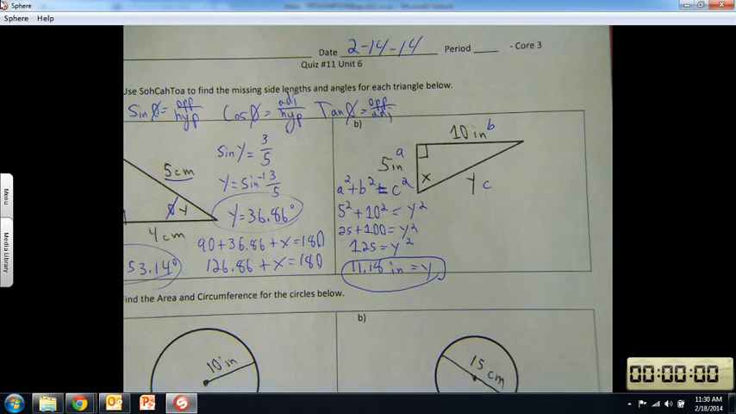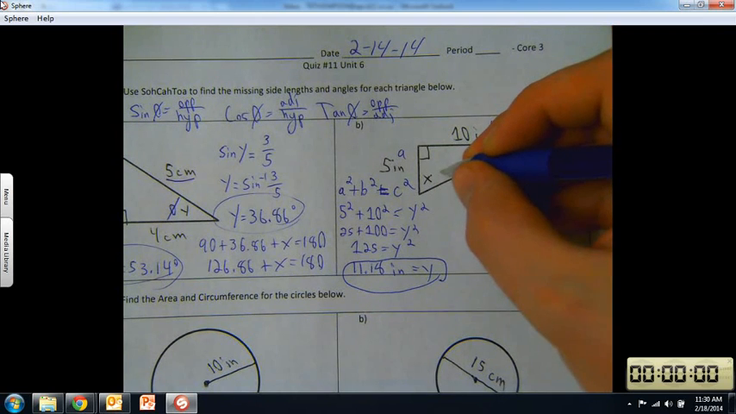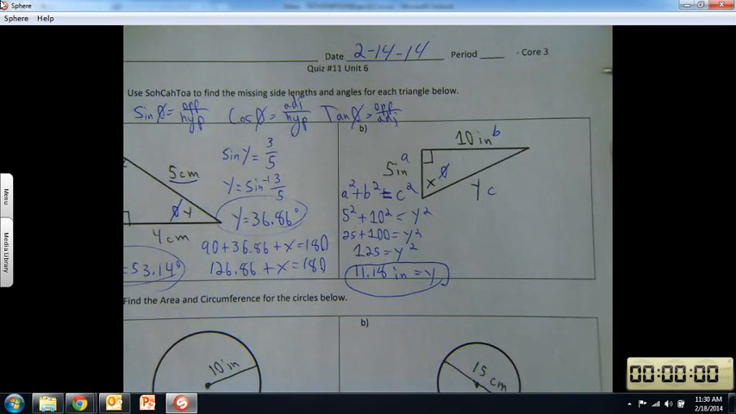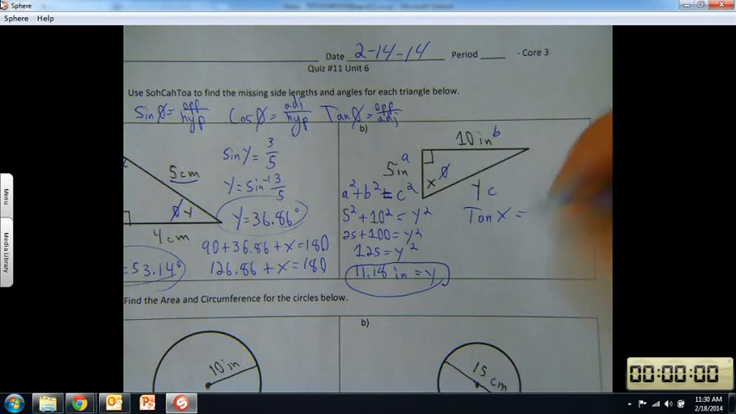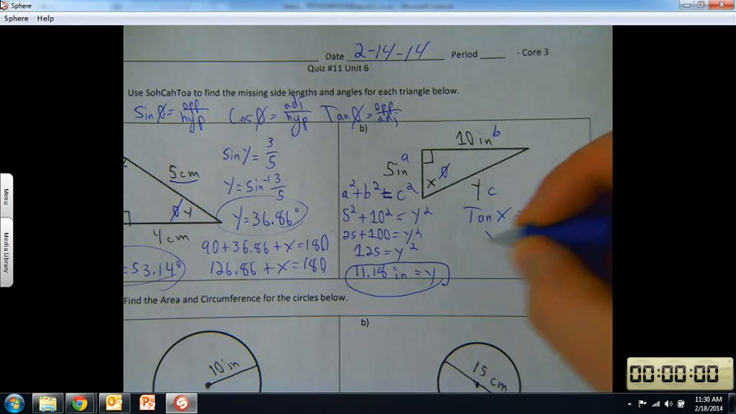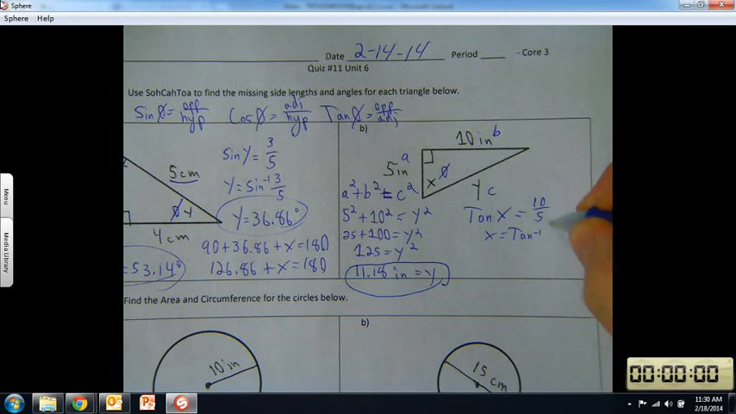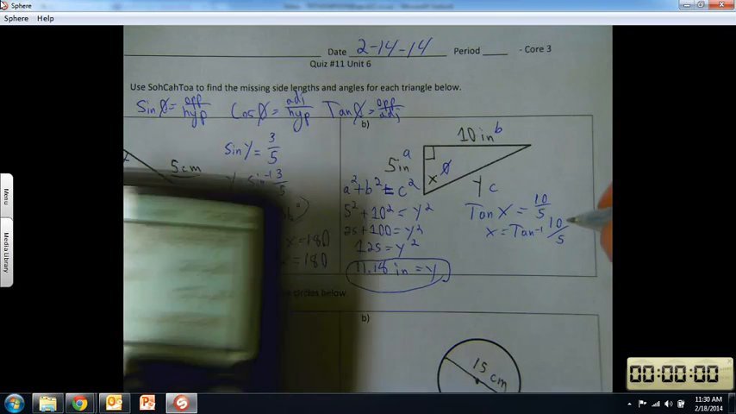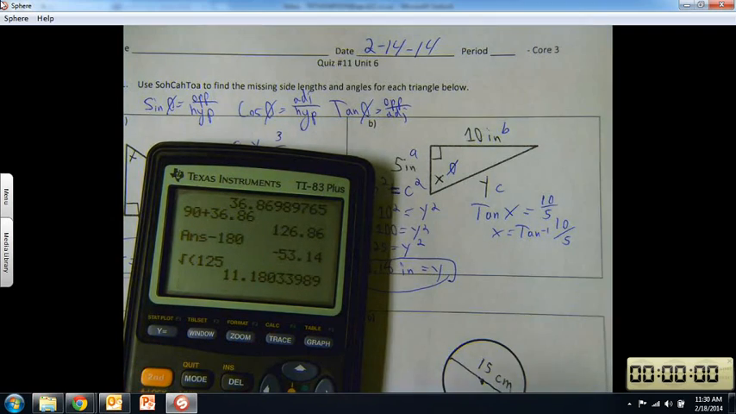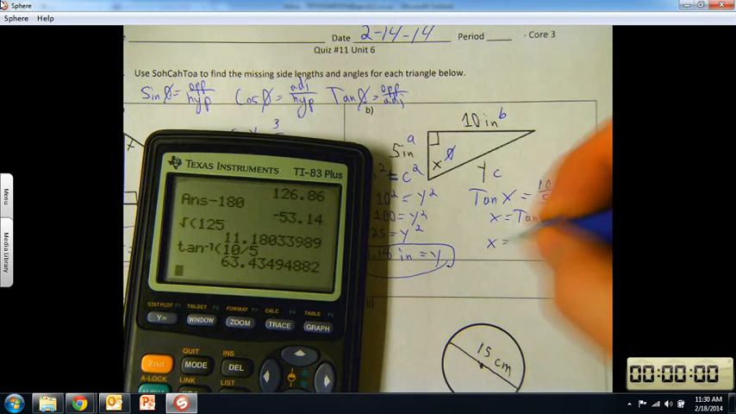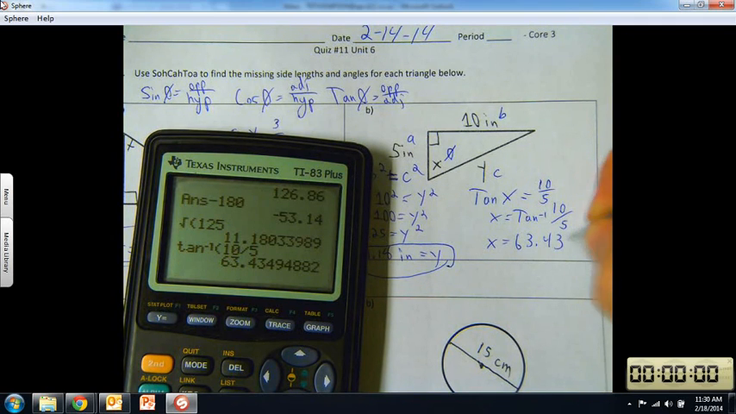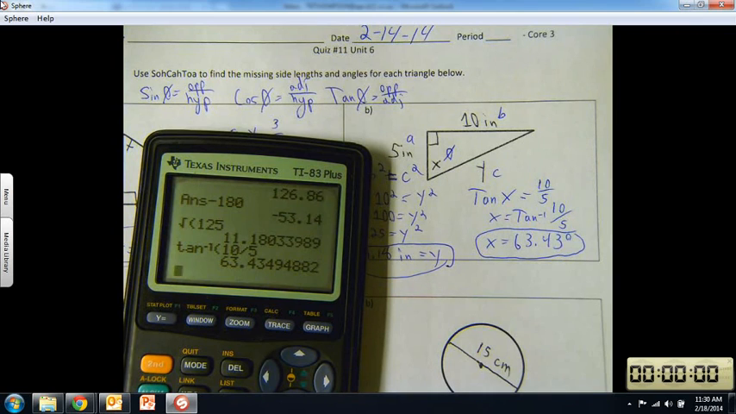Now we have all 3 side lengths. We need a missing angle. So we can use sine, cosine, or tangent, but remember this is our theta. So I'm going to use the tangent. Tangent of our theta, which is x, equals opposite, which is 10, over adjacent 5. So x equals the inverse tangent of 10 over 5. So if I do that, second tangent, 10 divided by 5, x equals 63.43 degrees. That takes care of A and B.